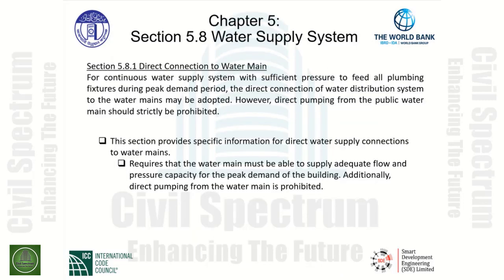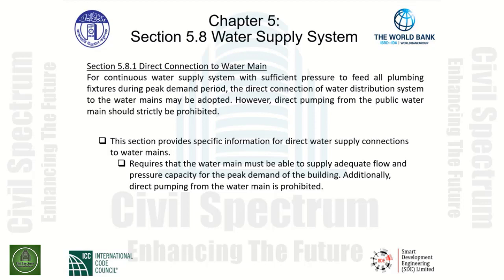Section 5.8.1, direct connection to the water main. For continuous water supply system with sufficient pressure to feed all plumbing fixtures during peak demand period, the direct connection of water distribution system to the water mains may be adopted. However, direct pumping from the public water main should strictly be prohibited.